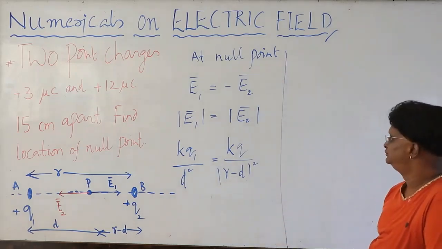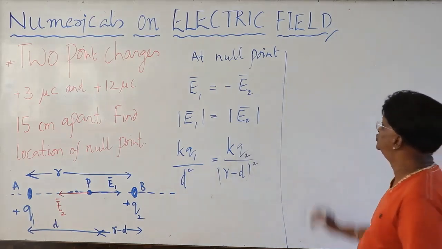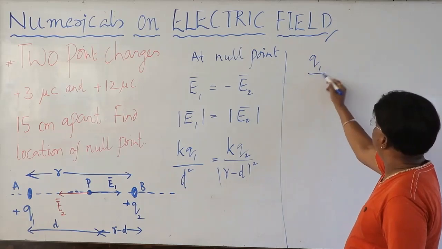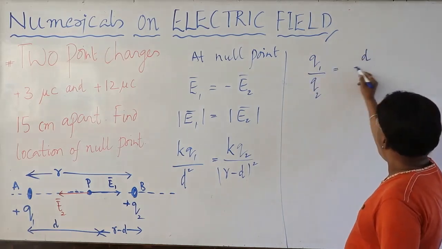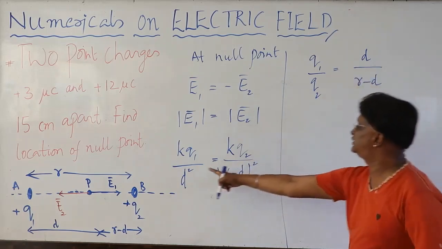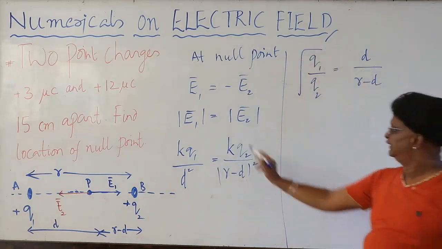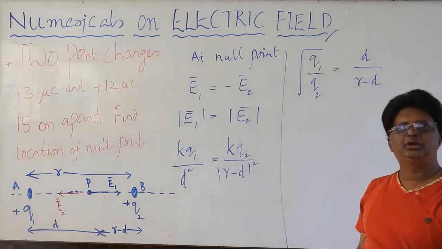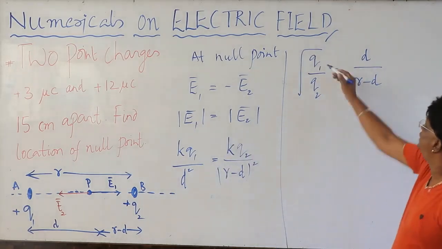Now with a small simplification, we get Q1 by Q2 equal to D square by R minus D whole square. Both sides are squares, therefore I will take the root. K cancels and everything. In between, 1 or 2 lines in the board examination you will do. Let me not do each and every line.